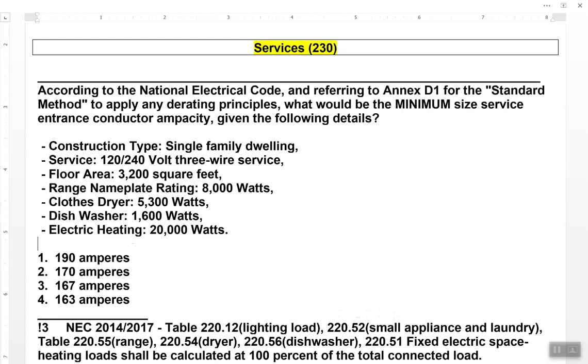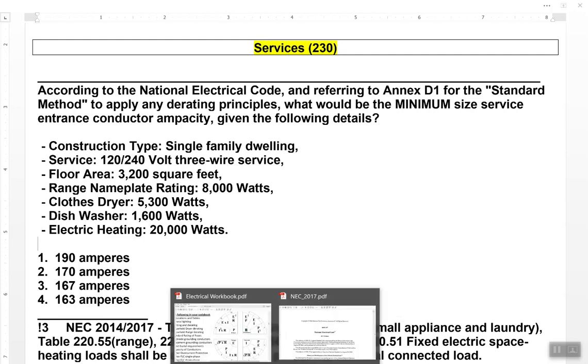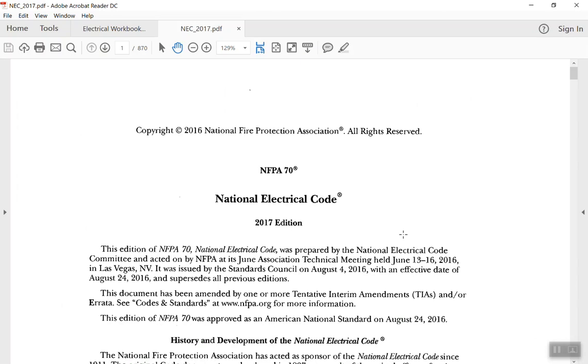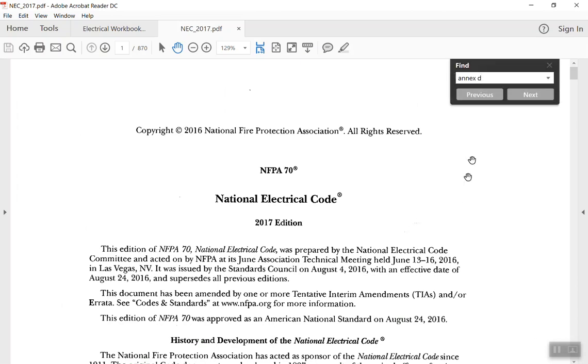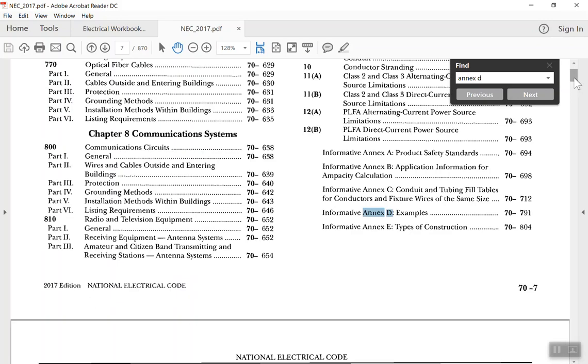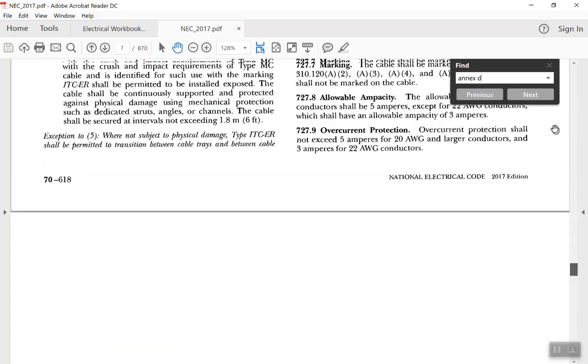So let's go and open up our code books. We'll go to Annex D, first of all, in our code books. I'm going to go ahead and search for it here. You guys could probably get there quicker than me if you have tabs. You should have tabs in your code book by now, and your code book should already be highlighted.